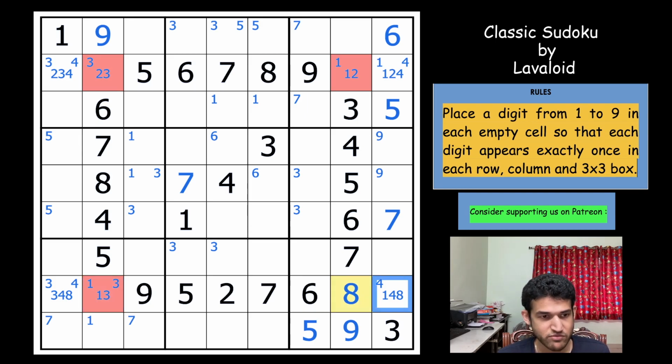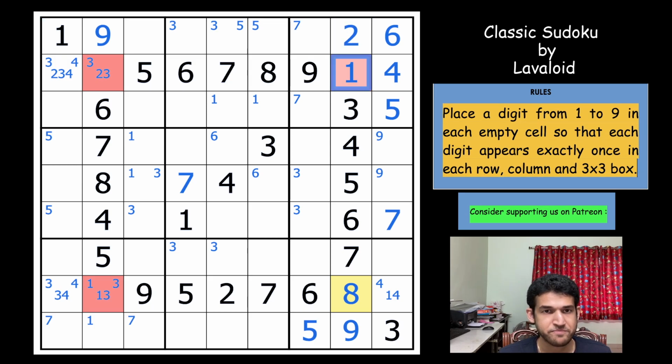That's not 8, that's 1 4. That's not 8, that's 3 4. And 3 4 5 6 7 8 and 9, this becomes a 1 and a 2. That gives me a 4 here. So 1 is here, so this can be resolved. This will be 1. And these two cells are 7 and 8.